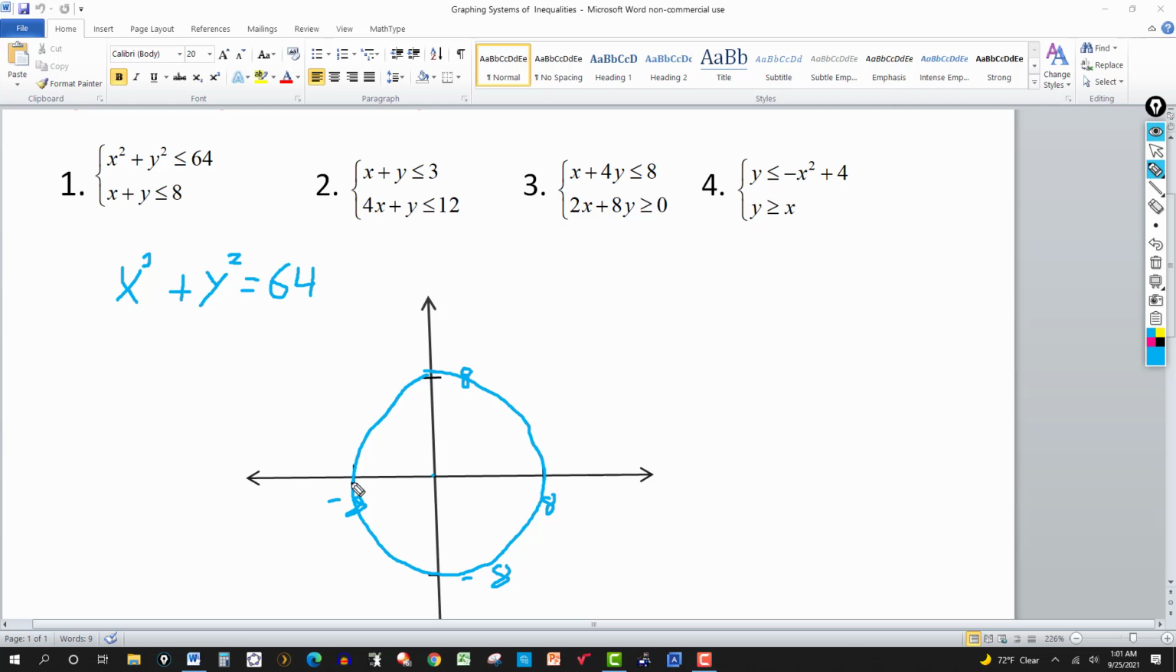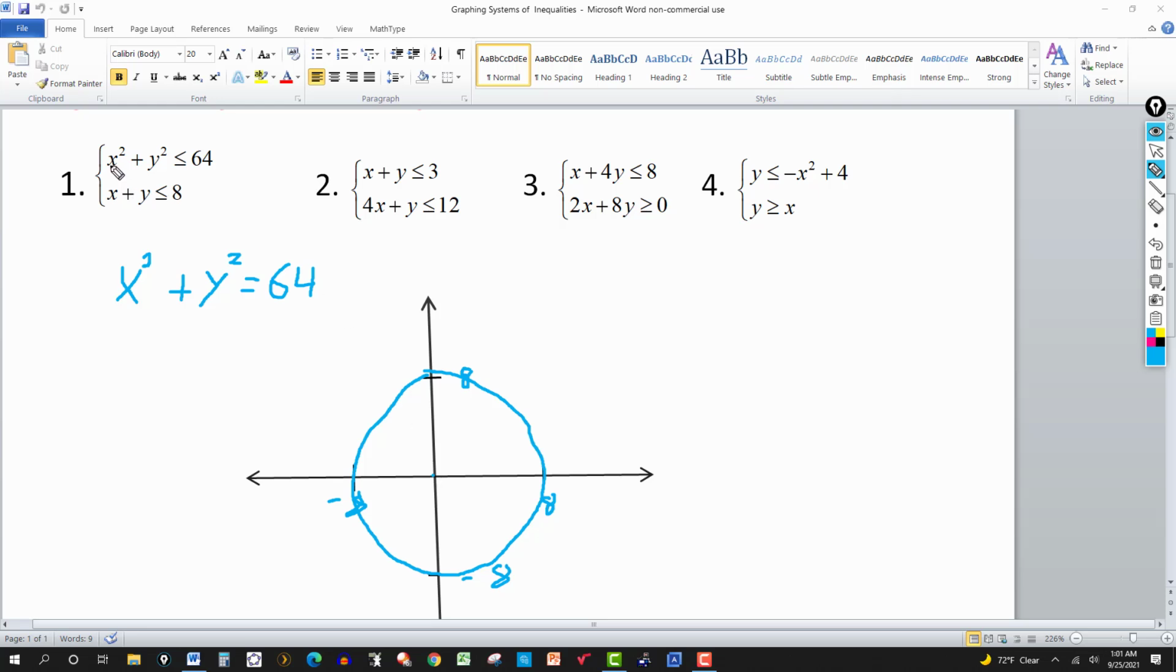The technique we used last time was a test point. So pick any point that is not on that circle, could be inside or outside, and see if you get a true or false statement. So again, my favorite point is the point 0, 0, as long as it's not on the graph or the boundary. I could pick 9, 0. I could pick 0, 8. I could pick some point over here, 10 and 20 up here. But again, we go the easy route, so I'm going to pick 0, 0.